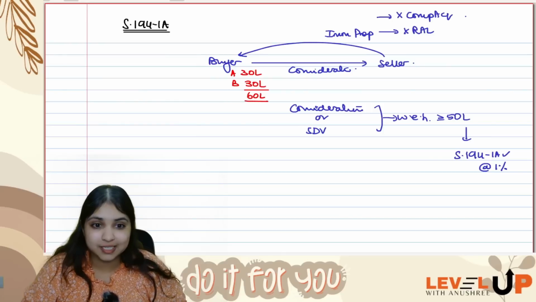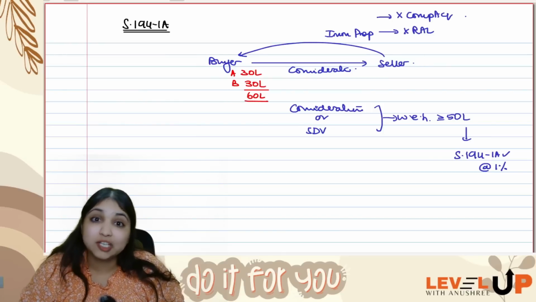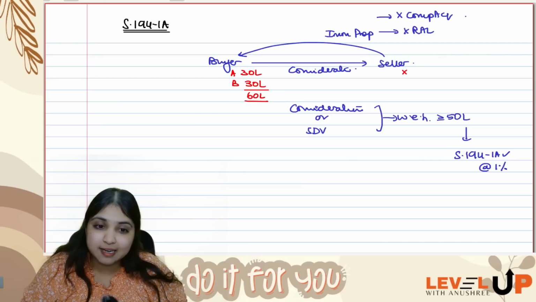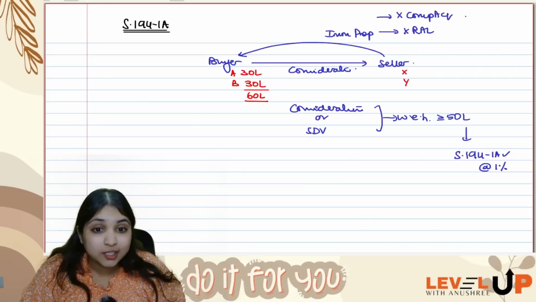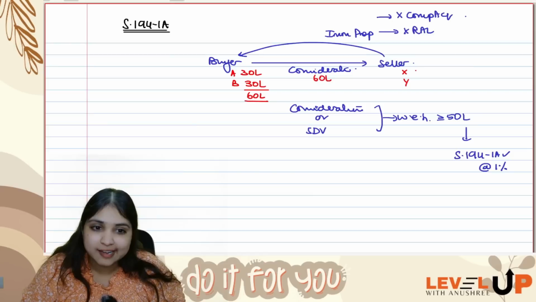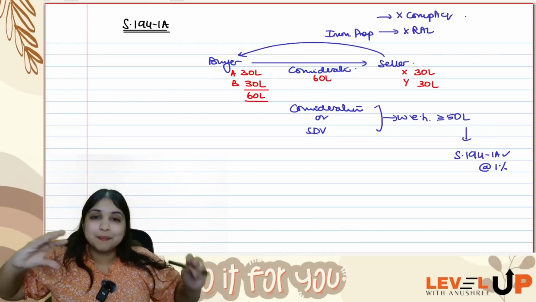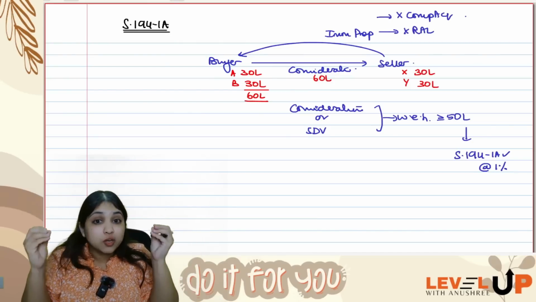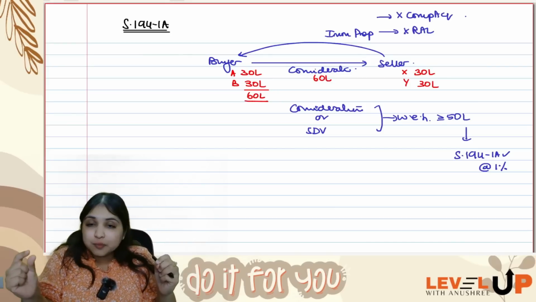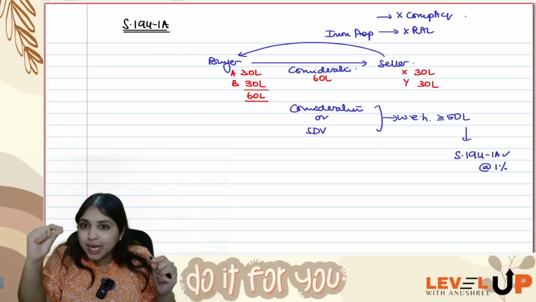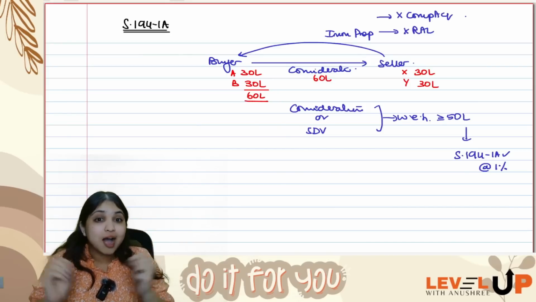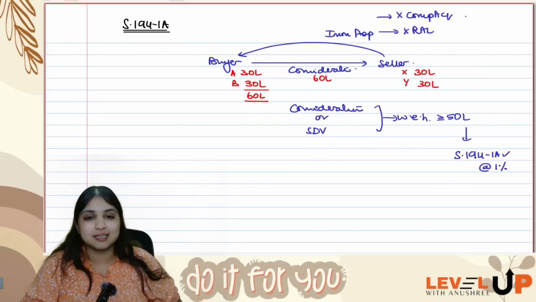Similarly, there is a possibility the seller may be joint seller. We may have joint seller X, joint seller Y. Total consideration is 60 lakhs, X will get 30 lakhs and Y will get 30 lakhs. So there is a possibility of having joint buyer or joint seller. So in this situation, are we supposed to look at the consideration per buyer per seller, or are we supposed to look at the aggregate consideration?